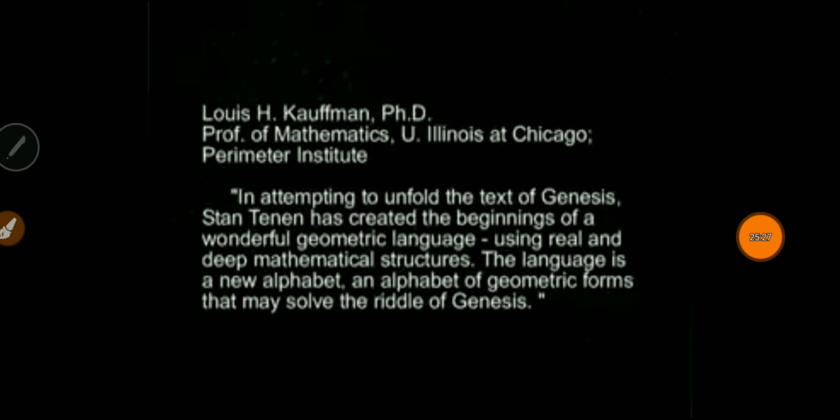In attempting to unfold the text of Genesis, Stan Tenen has created the beginnings of a wonderful geometric language. Using real and deep mathematical structures, the language is a new alphabet of geometric forms that may solve the riddle of Genesis. The riddle of Genesis, folks, is the simple fact that we create the spark that powers the universe. It is in our consciousness. Plain and simple.